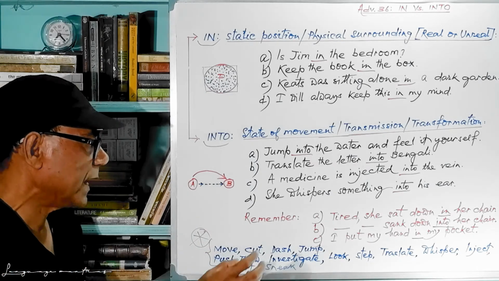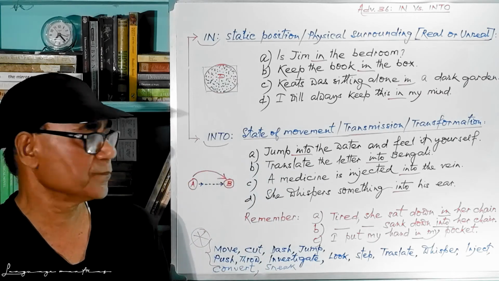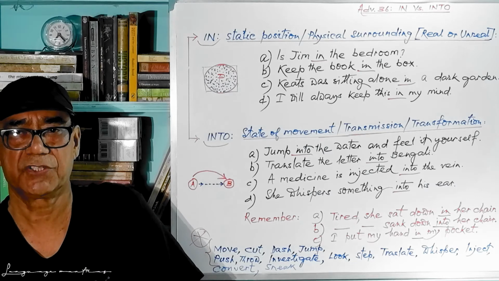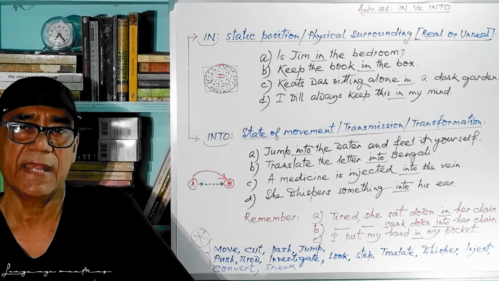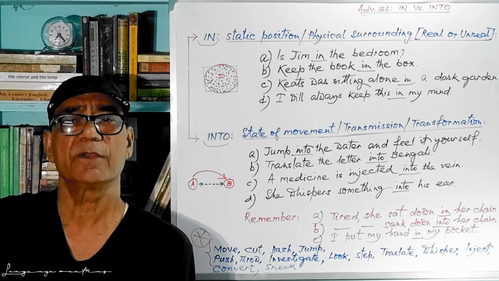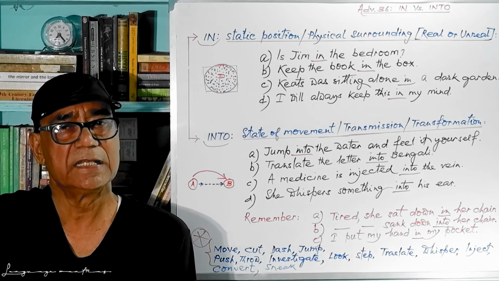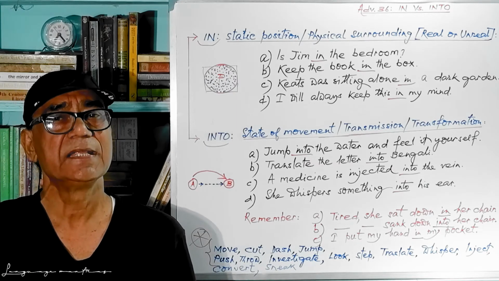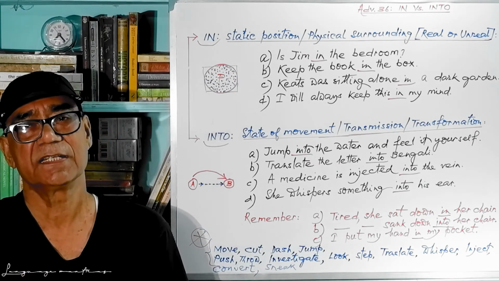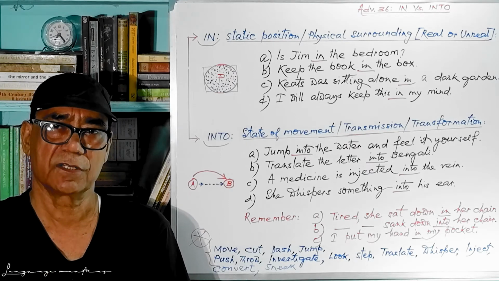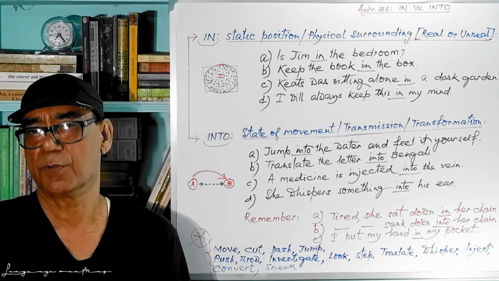Now come to 3 sentences. Tired, she sat down in her chair. She was tired. She sat down in her chair. Well, there is a kind of movement of her body, but she has full control of her body. And it is a voluntary action that she sat down. That means just a change of position. Movement is not much important here.